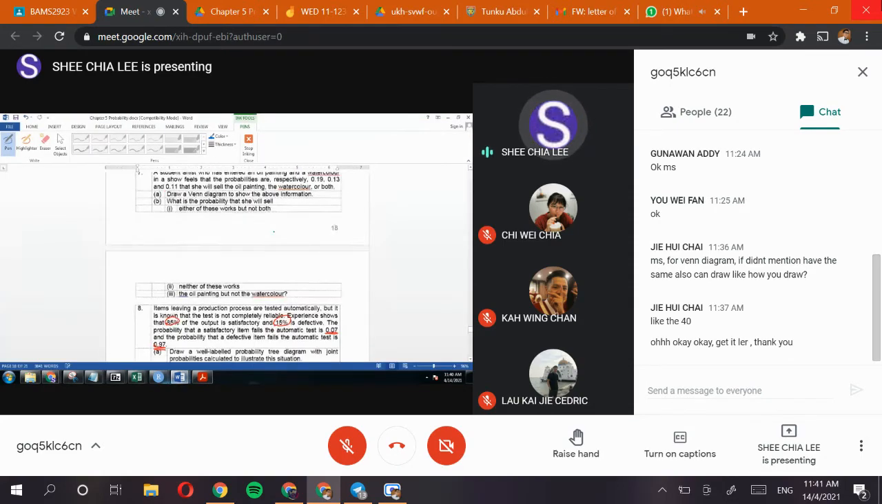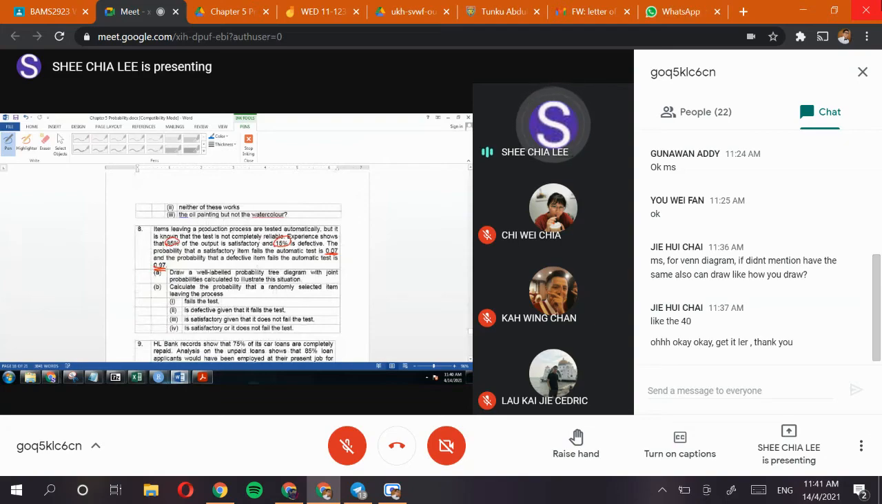Question 8 is a tree diagram. It tells you items leaving a production process are tested automatically, but it is known that the test is not completely reliable. Meaning the output by maybe a machine will go through an automatic test. The test will detect the defective item, so this particular item will fail the test. But it is not completely reliable. Sometimes the good product might also fail the test. The test detects it as defective, but in fact it's good.